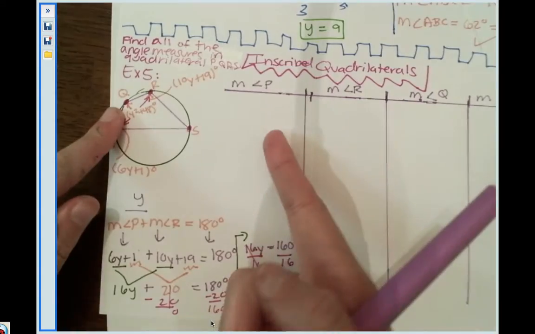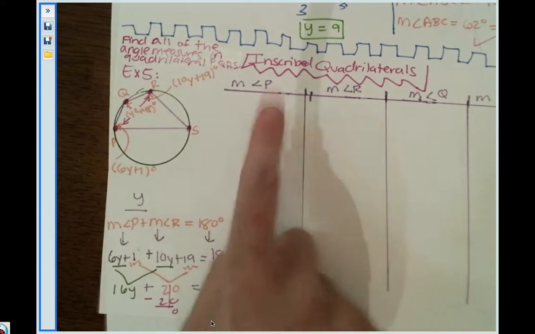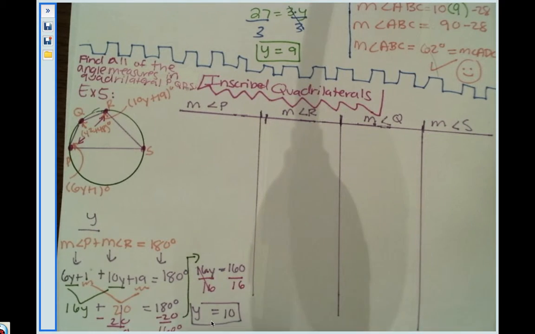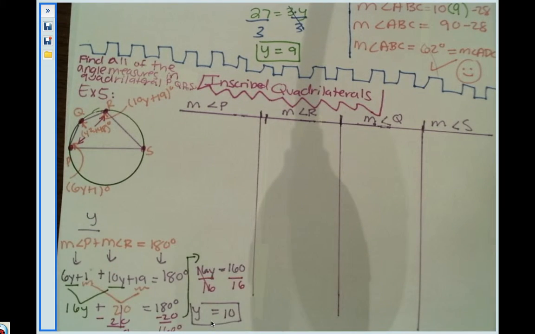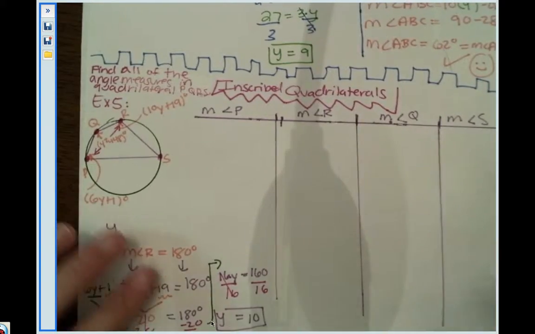But we are not done, people. This problem, which is very hard to read, says to find all the measures in the quadrilateral. So I need to find all the angle measures, which are angle P, R, Q, and S. Three of those angles have a y in them, which is going to help me solve. So let's get started. I'm going to start with angle P. So what is the measure of angle P? The measure of angle P is 6y plus 1.